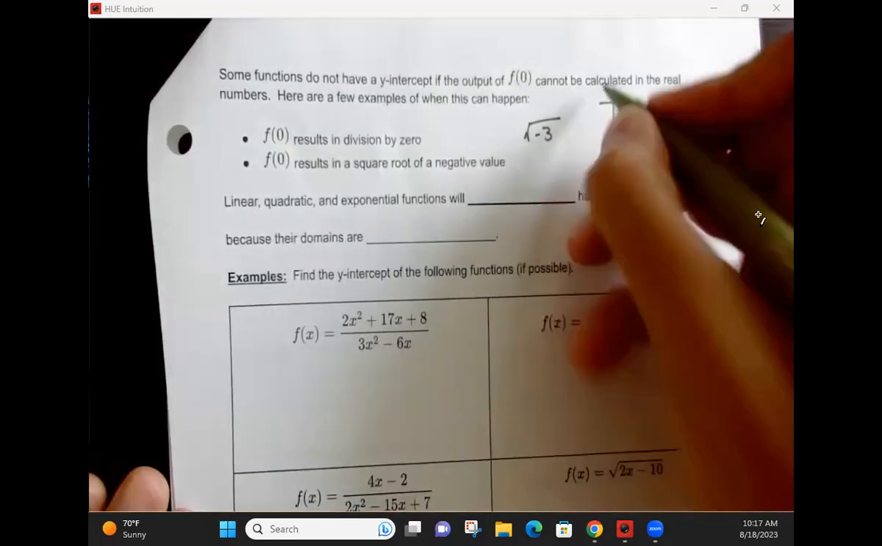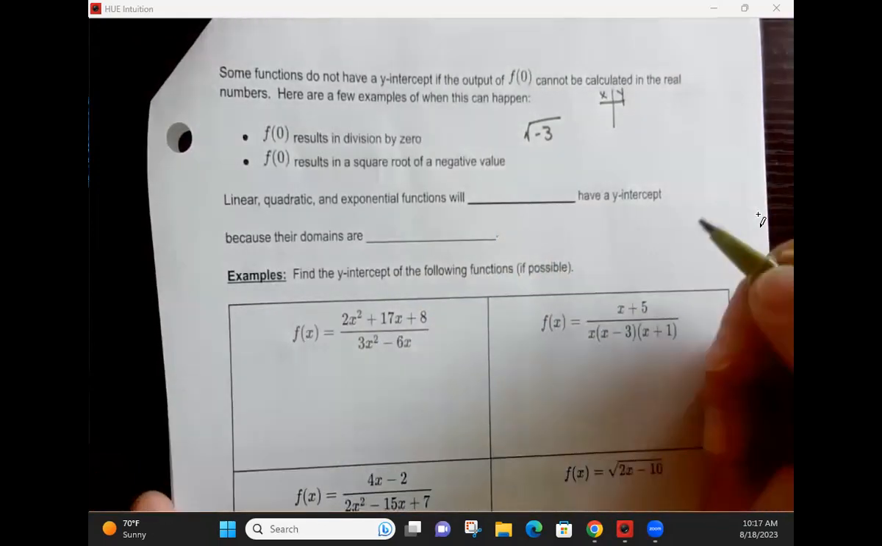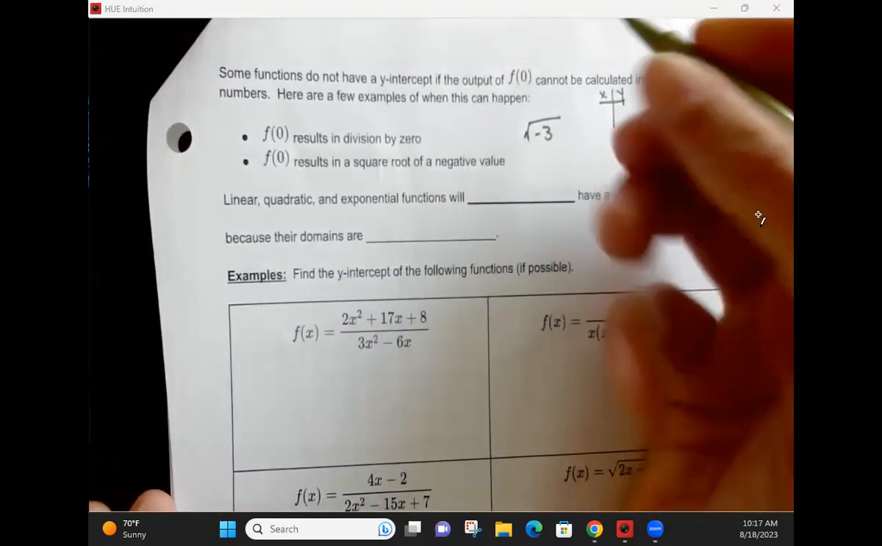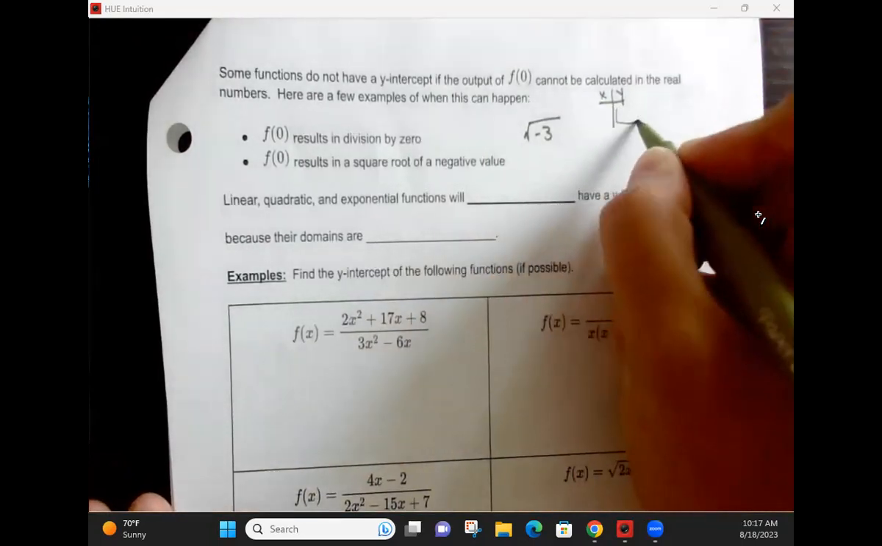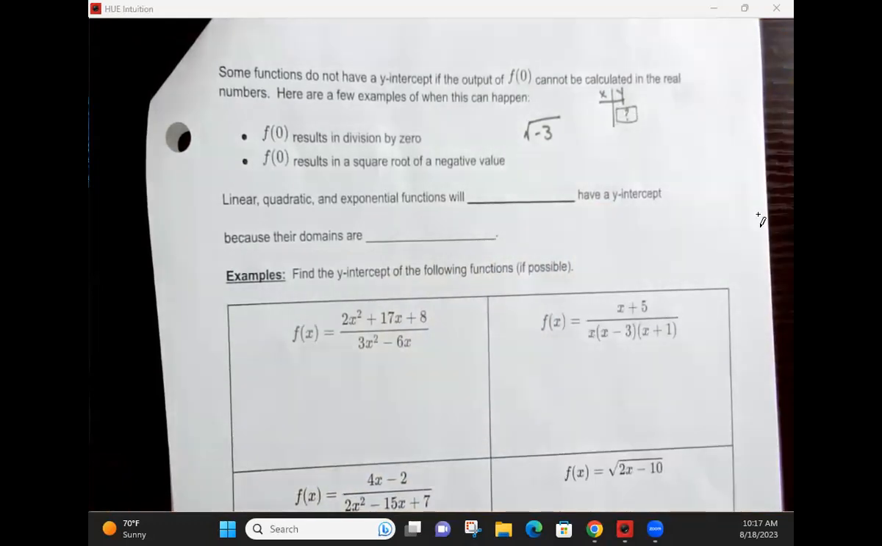If I were plugging things into an XY table, we did this the other day, and we ended up with something like the square root of -3, we said we can't actually put anything in that y column because it's not a real value. So our square root functions, if you take a look over here with me for just a second, because they have that sort of endpoint, are kind of unique. Not a lot of the functions that we talk about have that endpoint like square root functions do. Depending on where that endpoint is, we may have a y-intercept or we may not. That's the other thing that we'll watch out for.